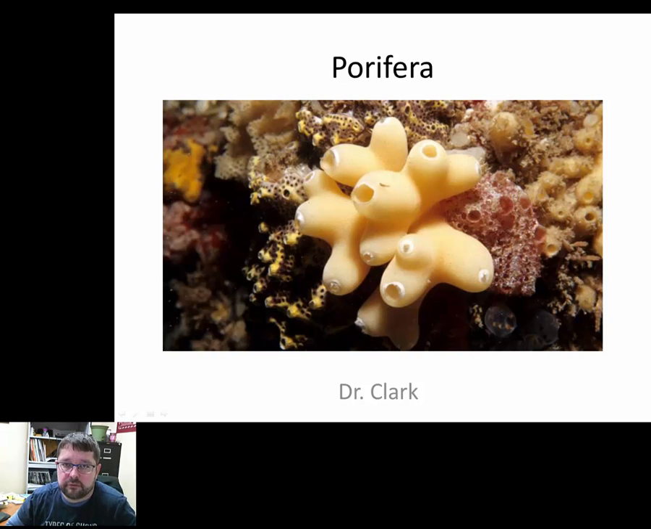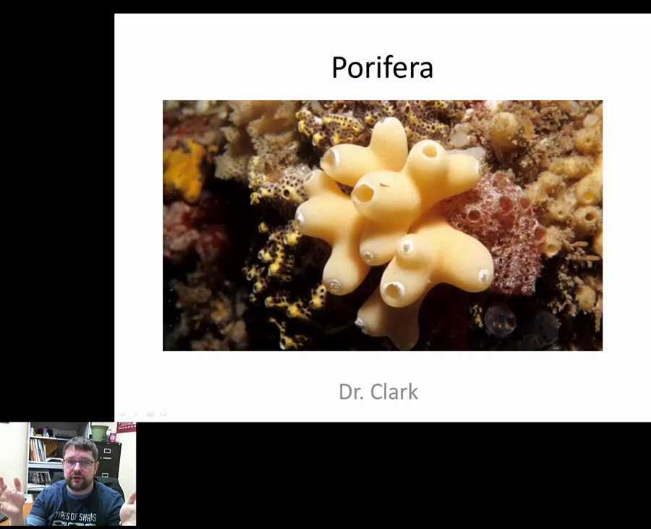Today I'm just going to give kind of a brief overview of the phylum Porifera. Porifera is the phylum with the common name sponges. Sponges, I guess you could say, at least tentatively, right now as I'm delivering this, are the most primitive animals we have in the animal kingdom.